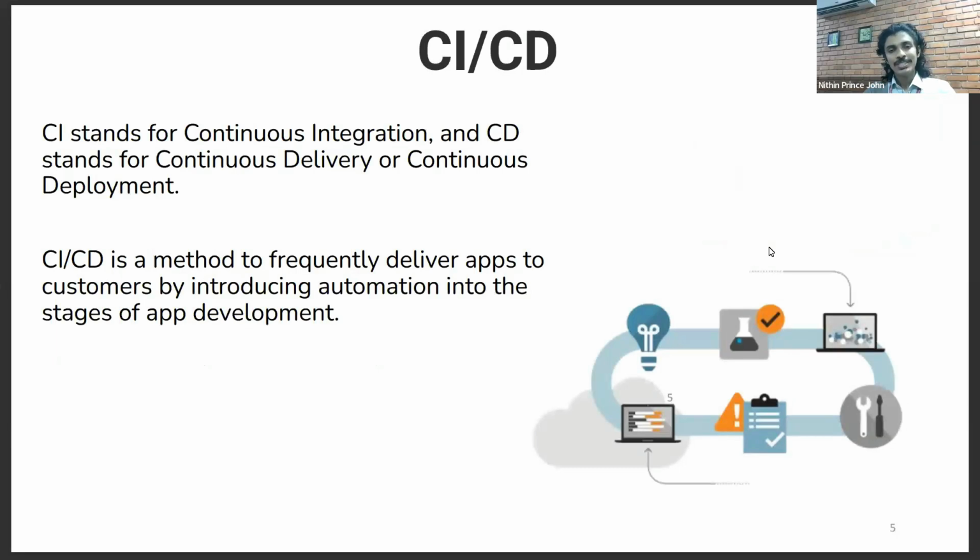So let's start with CI/CD. What do you mean by CI/CD? CI/CD refers to a method that helps us to frequently deliver the application to the customers by introducing automation into the picture. In CI/CD, CI means continuous integration, and CD refers to continuous delivery or continuous deployment. You may be wondering what exactly continuous integration means, and what the difference is between continuous delivery and continuous deployment. We will clarify all those things in this webinar.